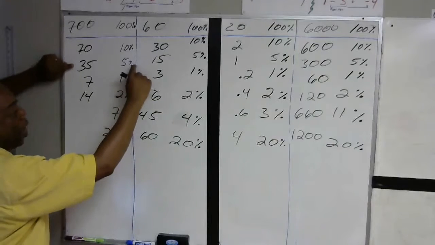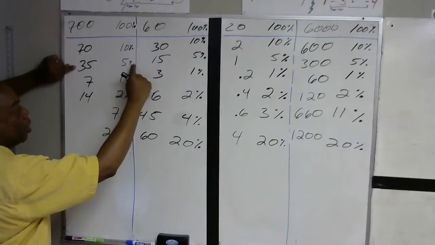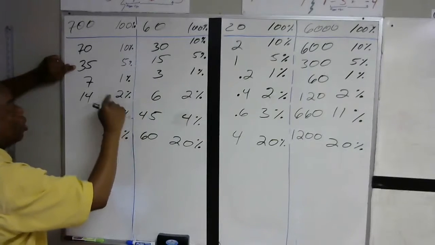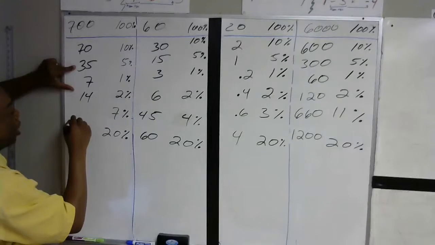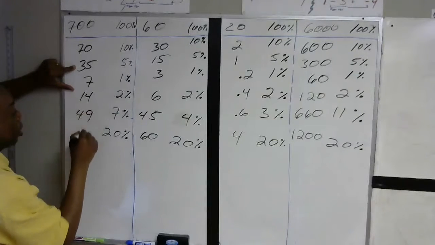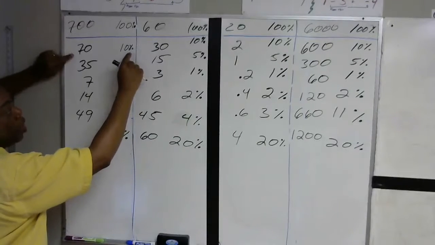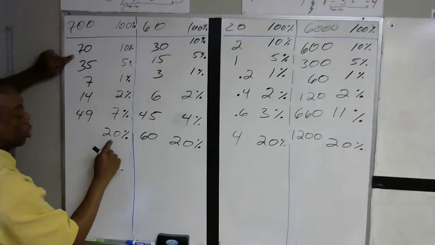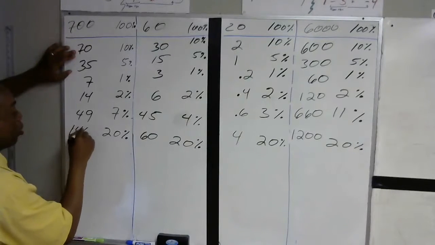7% can come from 5% plus 2%. 5% plus 2% is 7%. 35 plus 14 is 49. 20% can come from 10% times 2. 70 times 2 is 140.